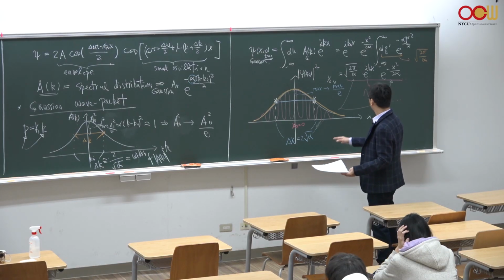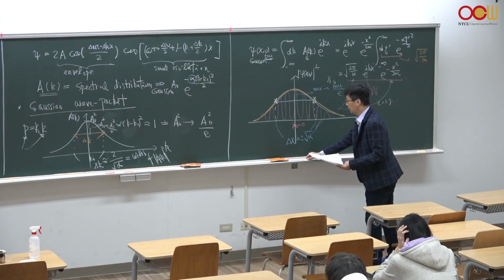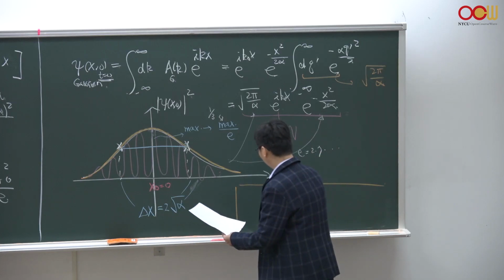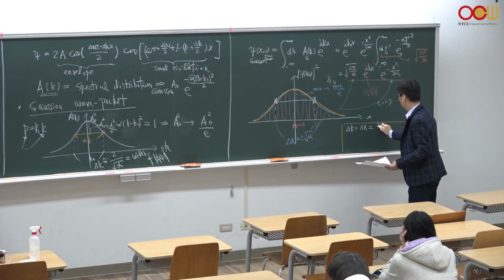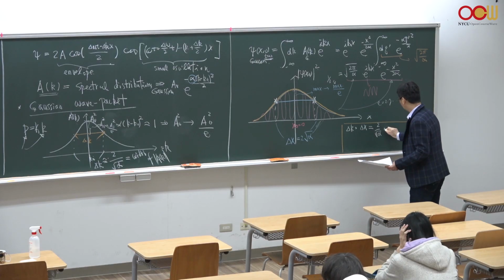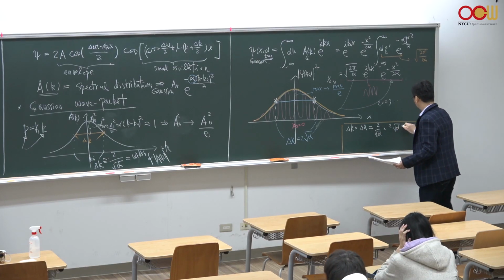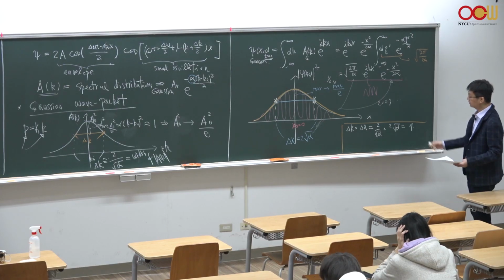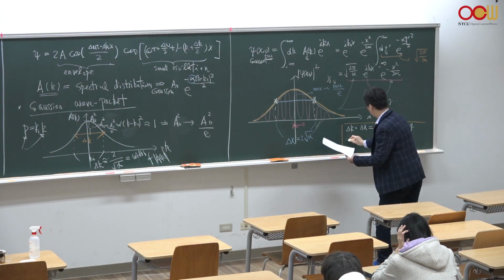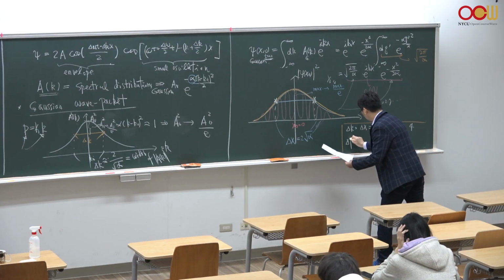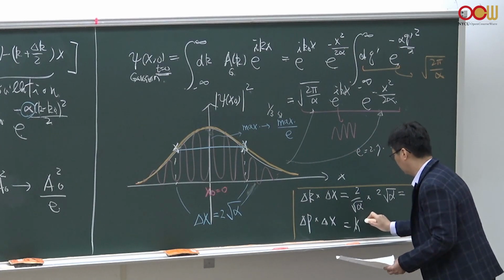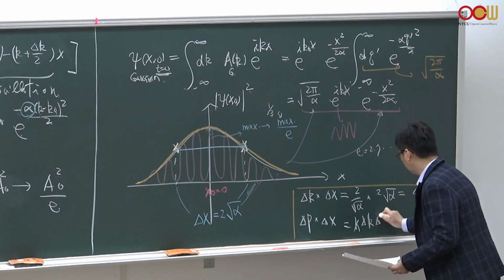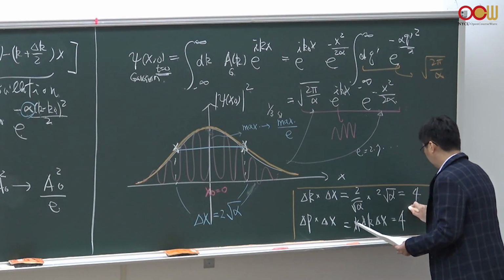So if you simply multiply these two error bars, you will get a magic number. Delta k times delta x is what? 2 divided by square root of alpha times 2 square root of alpha, which is 4. Good, but this is not the standard form of the Heisenberg relation. The Heisenberg uncertainty relation is delta p times delta x. Remember, p is h bar k, right? So this is h bar times delta k times delta x, which is 4 times h bar.